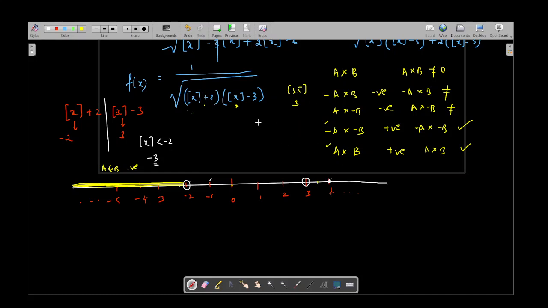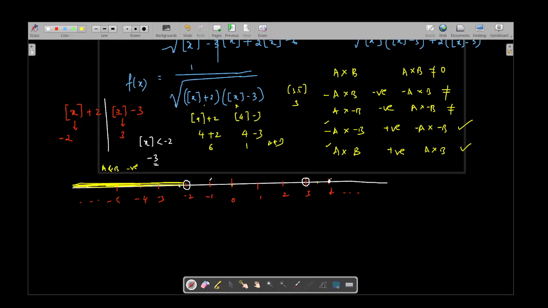If I take 4, what happens? 4 plus 2, here we have 4 minus 3. GIF of 4 is 4. You'll get 6 and 1. So both are positive. So A and B are positive.